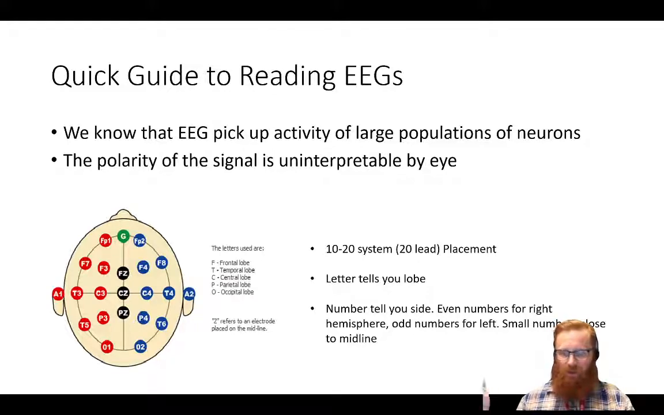And the numbers get smaller as you move towards the midline. So even if you don't know exactly where the F4 electrode is, you know it's closer to the midline than the F8 electrode, for instance. And of course, you know it's over the frontal lobe.